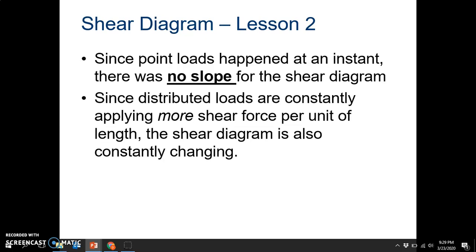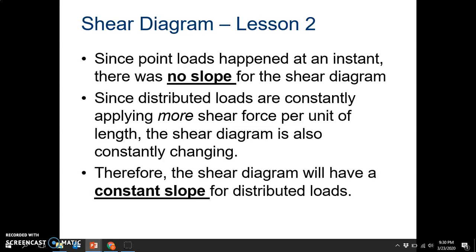Since distributed loads are constantly applying more shear force per unit of length, the shear diagram is also constantly changing. So when we have distributed loads, because we are constantly adding more load as we move along the beam, the shear diagram is also going to be changing constantly. So it's not going to be a horizontal line. We're going to have a slope.